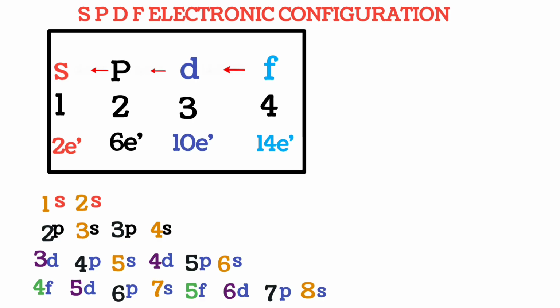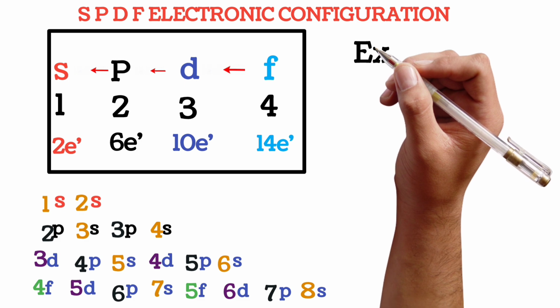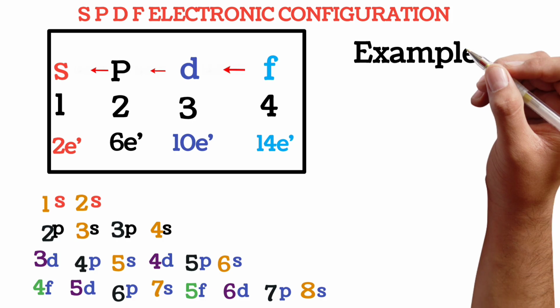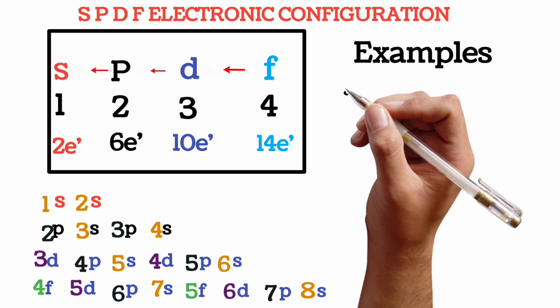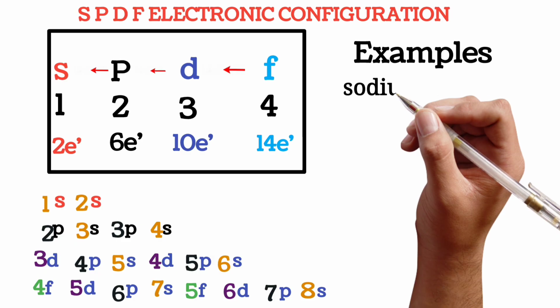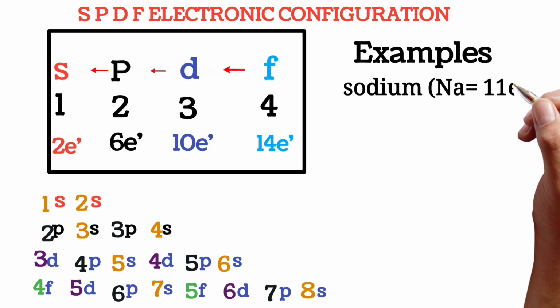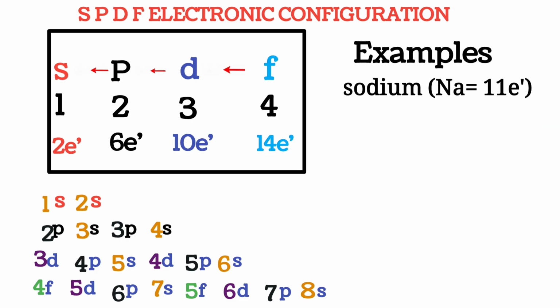By using examples, let's see how we can use this formula to come out with the electronic configuration of any element on the periodic table. Let's have examples. The very first one we will be looking at is sodium, Na, from the Latin name natrium. The atomic number of sodium is 11. Therefore, the sodium atom has 11 electrons.